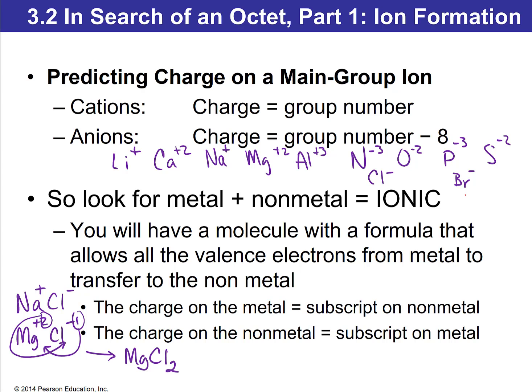They can only react in a specific ratio. When magnesium and chlorine react, they will always form magnesium chloride. They will always form MgCl2 because of the charges. So they're going to interact and transfer electrons until they have a neutral molecule. All the valence electrons from the magnesium get transferred to the chlorines, and that forms a stable compound.